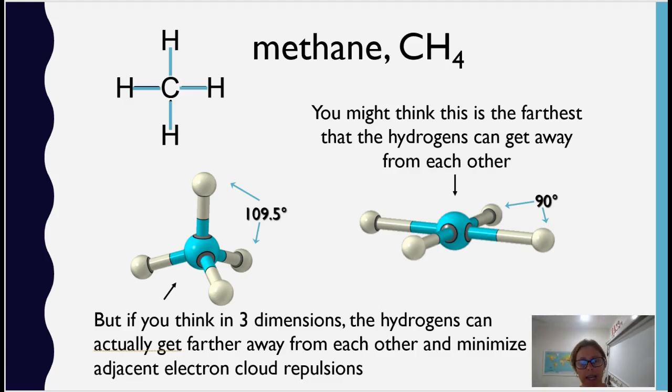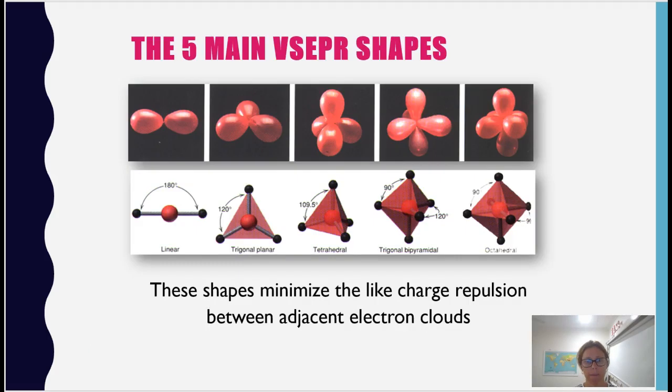So let's have a look. Say, for example, methane. Again, the similar 90-degree angle. You might think, how can they get any further apart? But we're looking at just a 2-dimensional shape. If we imagine the 3rd dimension, the hydrogens can actually get further away, and with our modelling practice, you will see that this is the case. When we take that 3rd dimension in, it allows for about 109 degrees between each of those, and that way we're reducing the repulsions.